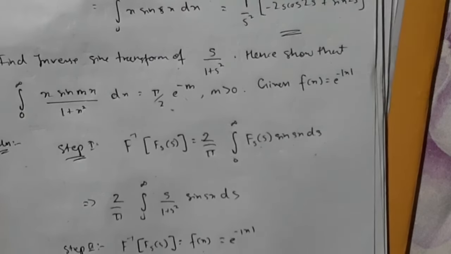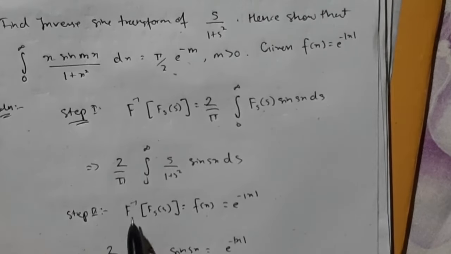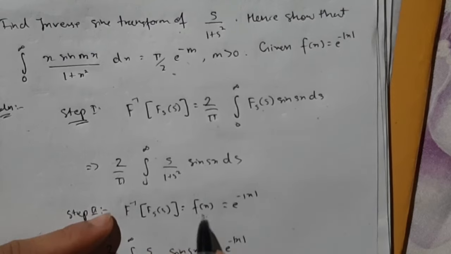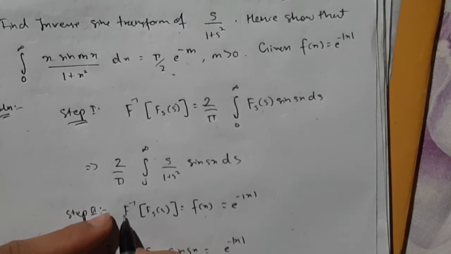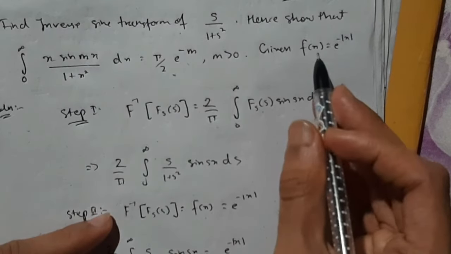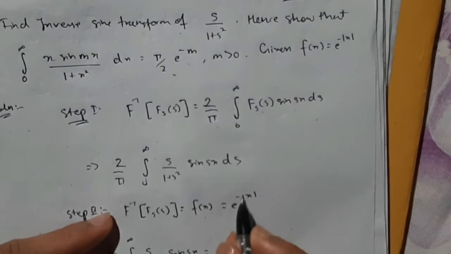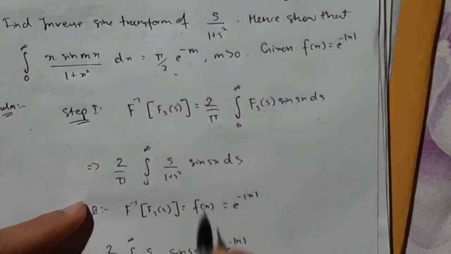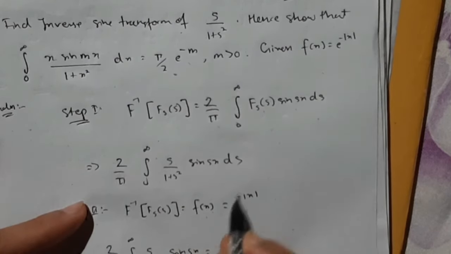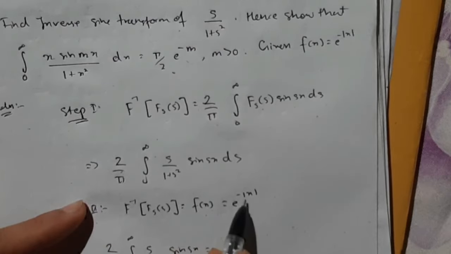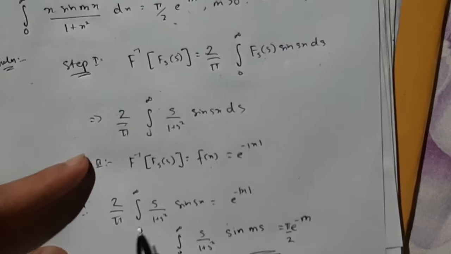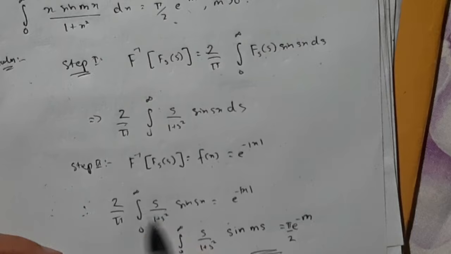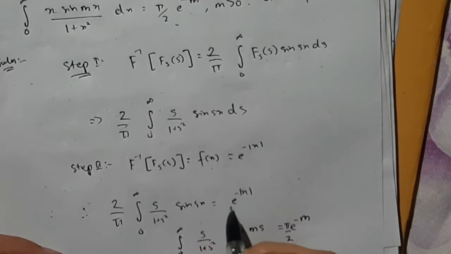Then step 2, what is f inverse of f of s? That is f of x. F inverse of f of s is f of x. F of x they have given here e power minus mod x. That you have to write here. Now comparing these two, this is f inverse and f inverse is f of x, which is this, so we can write this is equal to this, right? So we'll write here 2 by pi and this thing is here, is equal to this.